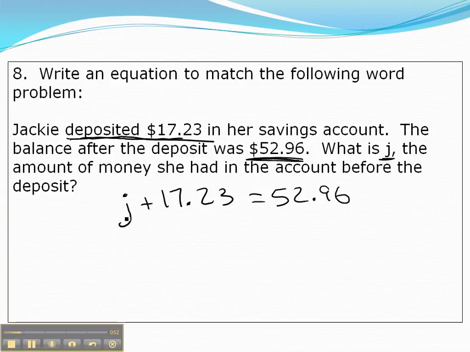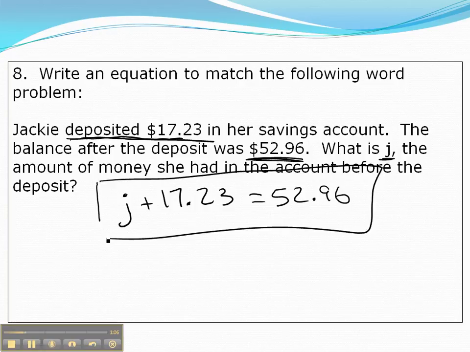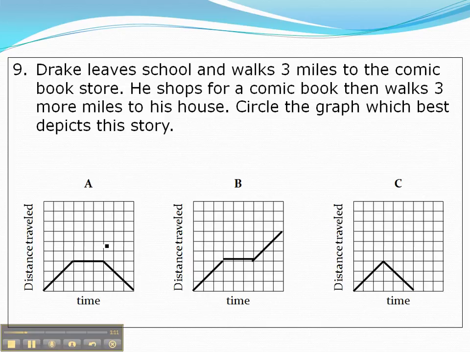which makes sense because J should be some amount of money that's smaller than $52.96, because she had less money in the account before depositing the $17.23. So for a problem like this, we just need to write the equation and we're good. Let's look at problem number 9.